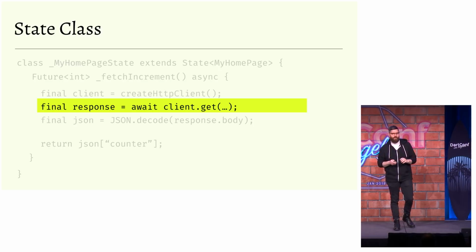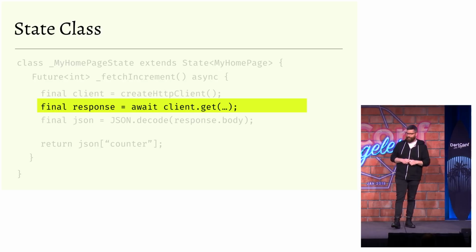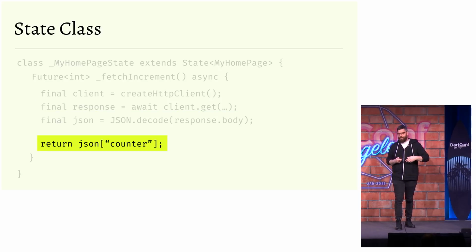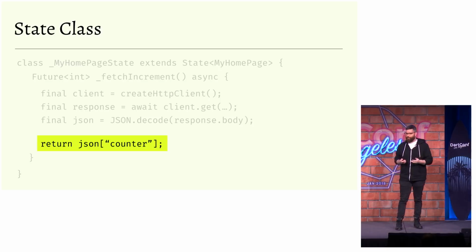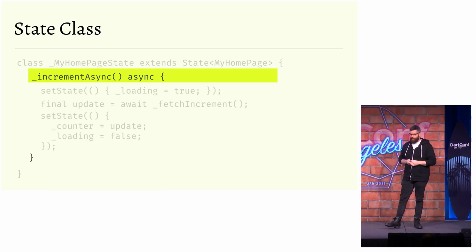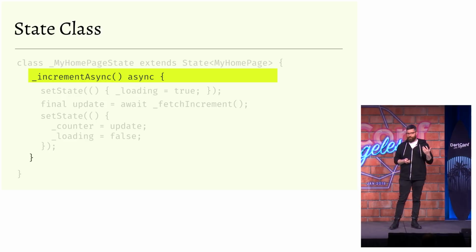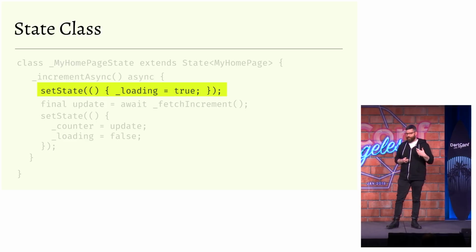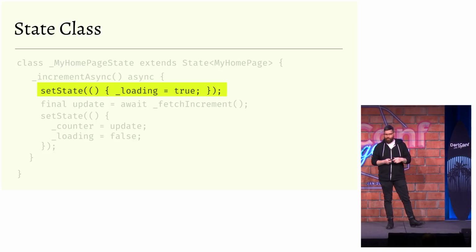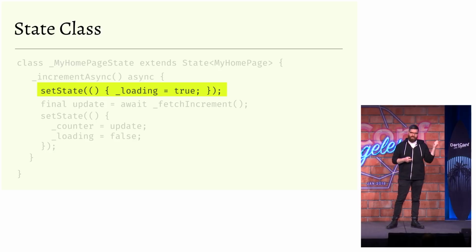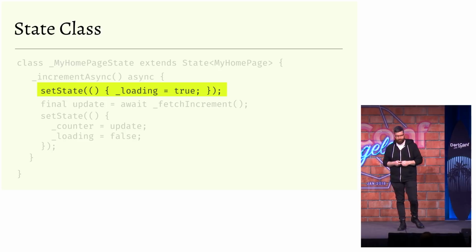This is just some pseudocode, but I'm just trying to get the idea across. Finally, we'll decode that JSON, and then return the value of the counter from the JSON. Then the method we'll want to use in our UI is called increment async. As soon as it gets called, it'll say, hey, set state, I want to show my loading spinner, so show my state is loading.